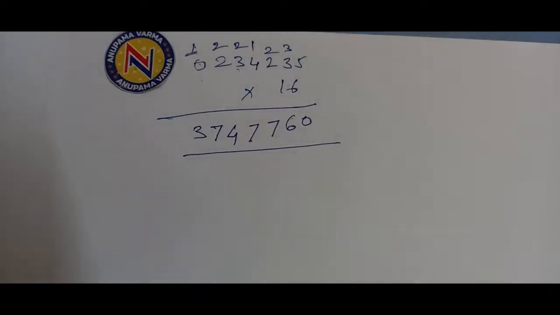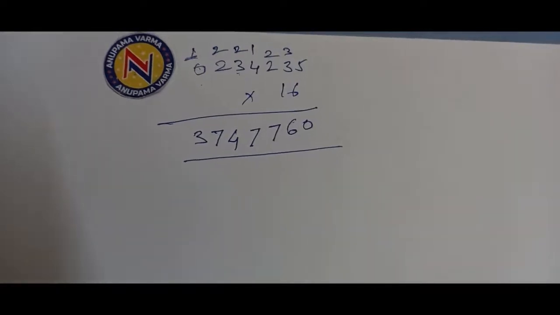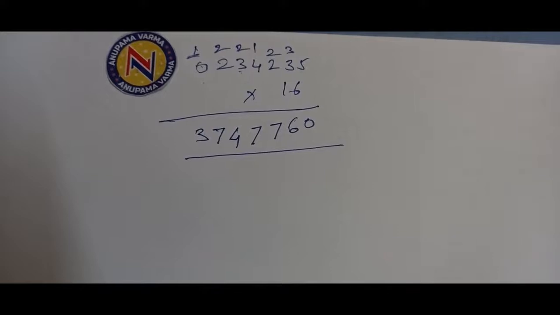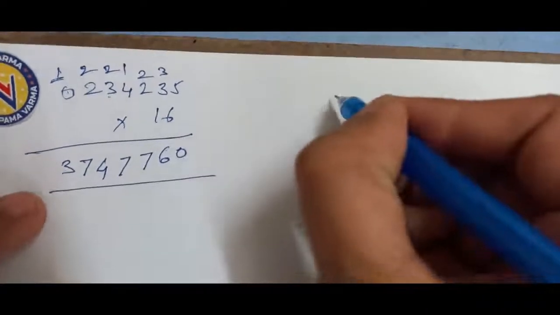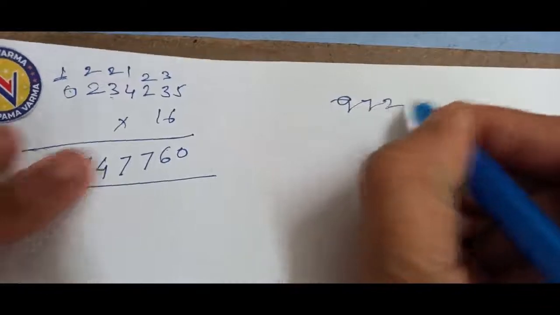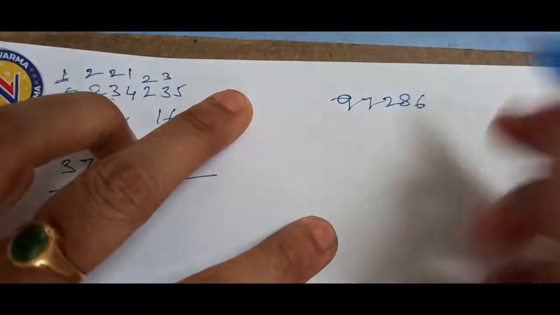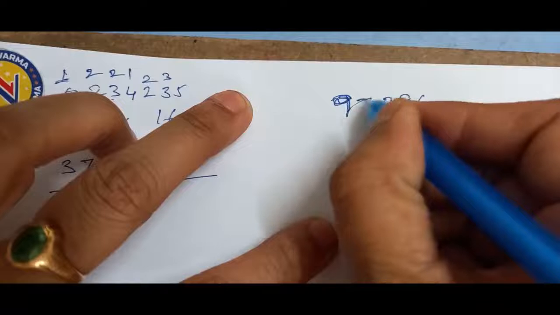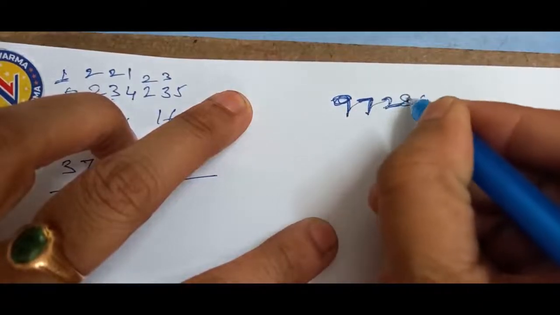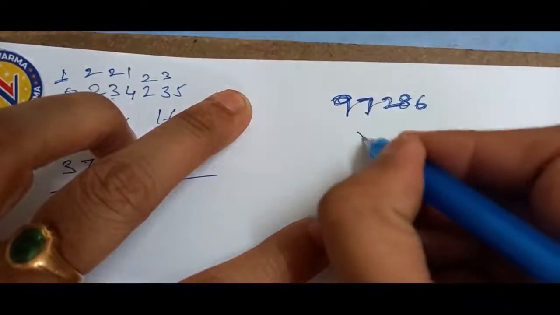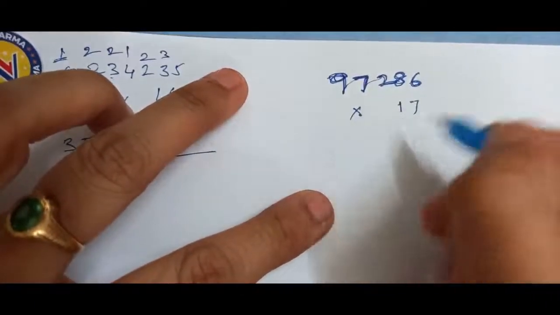I am going to generalize this to 17, 18, 19 also. With the same trick we can do 12 to 19, multiplying any number with n digits. Okay, let's take 17 now. Let's take 97286 into 17.